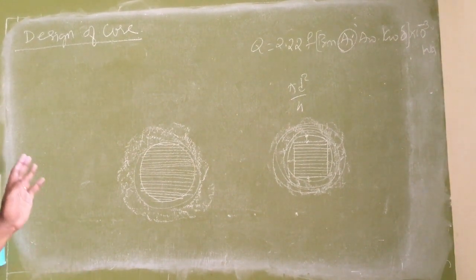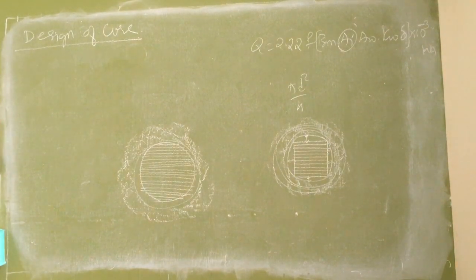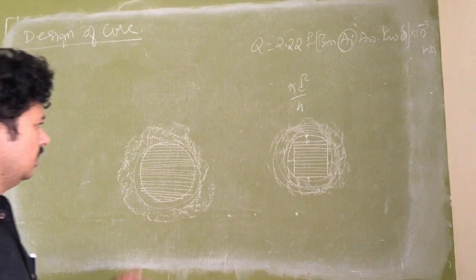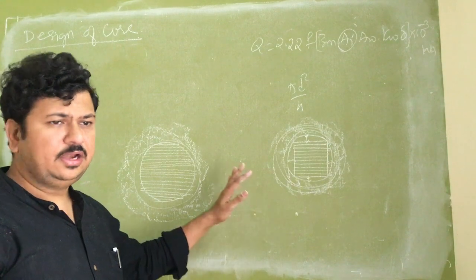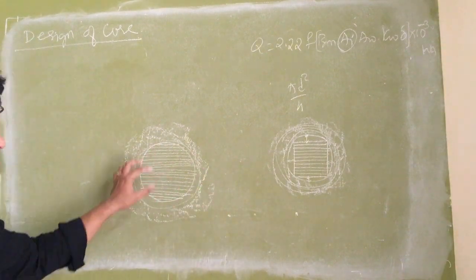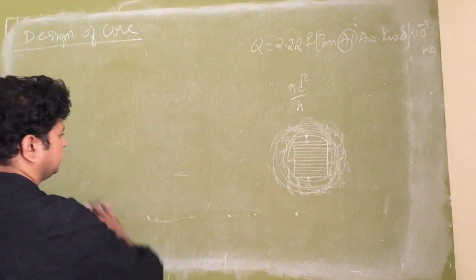Therefore, with various shapes of the core sections, I will now be looking into what type of core is best suited for a given type of transformer, with respect to the utilization of the area of the circumcircle. So first we will see the rectangular shape.